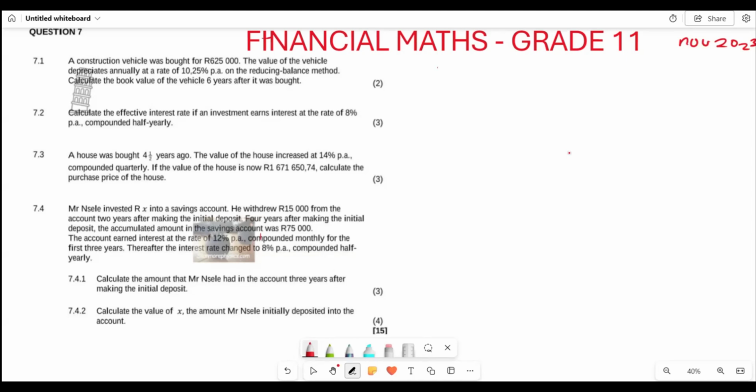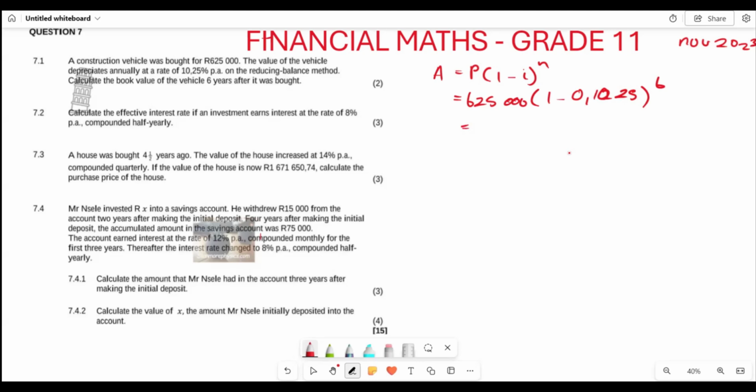As soon as they say reducing balance method, we are going to use the formula A equals P into 1 subtract i to the power of n. Now, what are you going to have in here? Number one, the principal amount is 625,000. Then into 1 subtract, what is the interest given here? It's 0.1025. And then this is going to be to the power of what? To the power of 6. Okay. So this is going to be the reducing balance method.